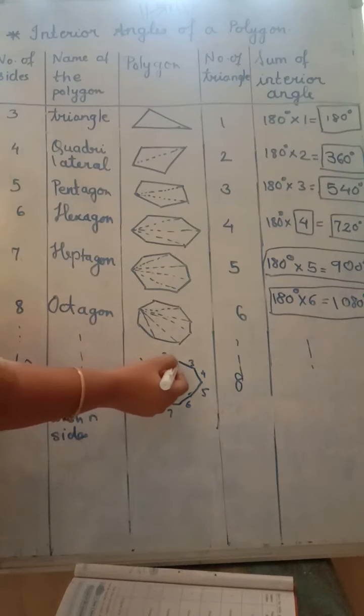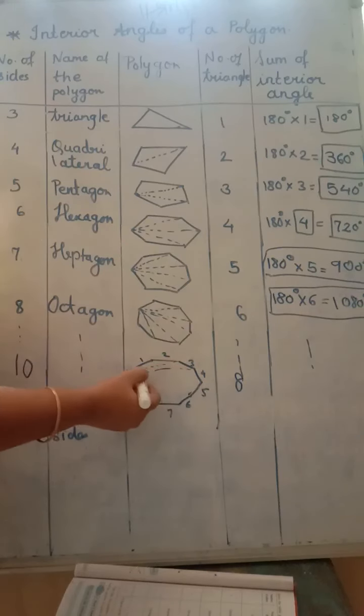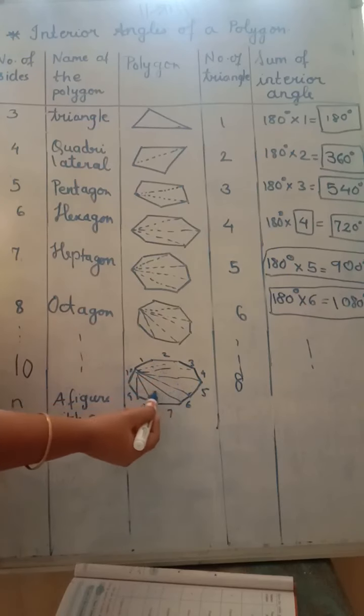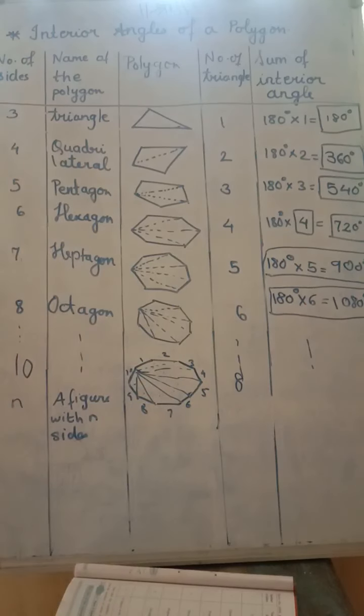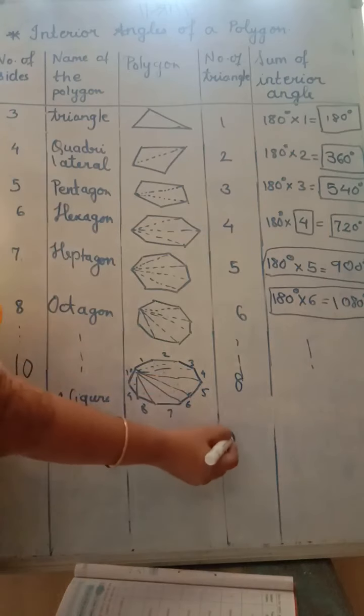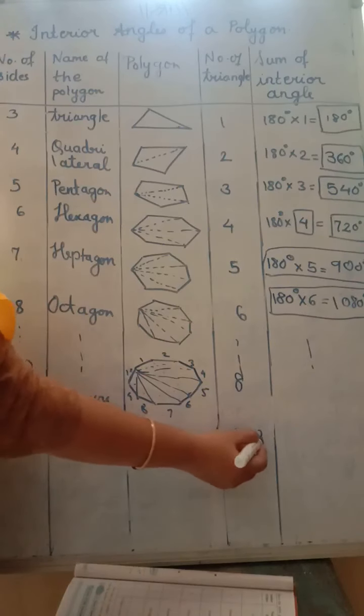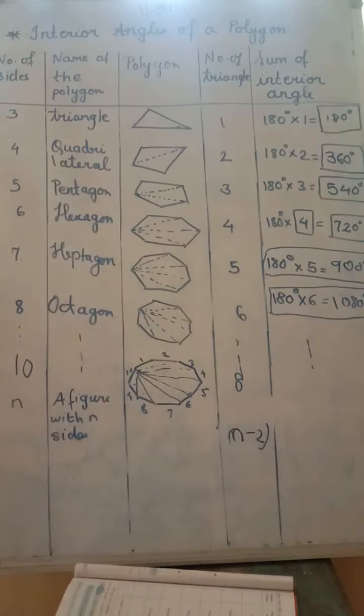If we draw the lines 1, 2, 3, 4, 5, 6 and 7. See, 1, 2, 3, 4, 5, 6, 7, 8. Did you get it? In short, to find the number of triangles, we should subtract 2 from the number of sides, that is n minus 2. So what is the formula to find the number of triangles? n minus 2, that is, number of sides minus 2.